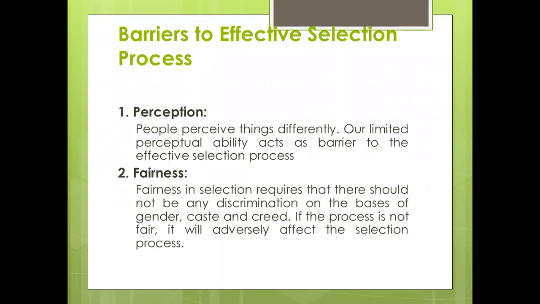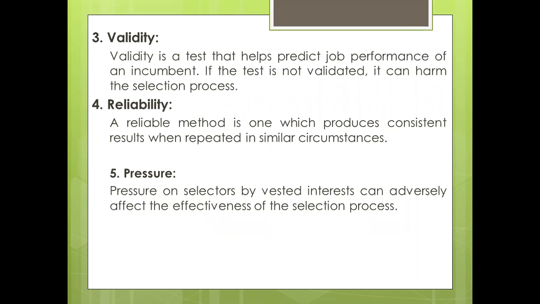Now we will discuss the barriers to effective selection process. The following are the barriers. One is perception. People perceive things differently. Our limited perceptual ability acts as a barrier to the effective selection process. Second, fairness. Fairness in selection requires that there should not be any discrimination on the basis of gender, caste, and creed. If the process is not fair, it will adversely affect the selection process.